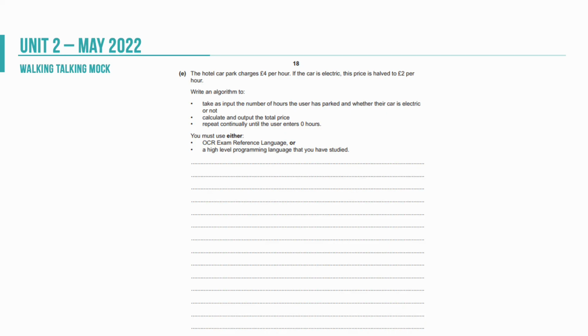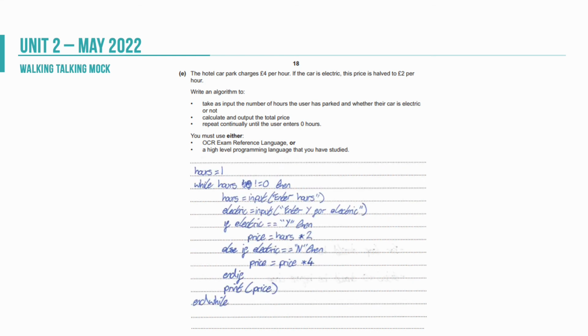Write an algorithm to take as input the number of hours the user has parked and whether their car is electric or not. That's straightforward. We can all definitely do that. Print, hey, how many hours? Hours equals input. Calculate and output the total price, and then repeat continually until the user enters 0 hours. So, again, a question where there is more than 1 correct answer, but this might be the sort of thing we do.